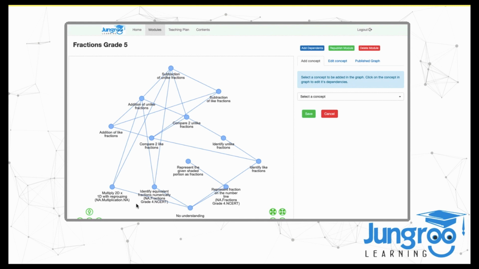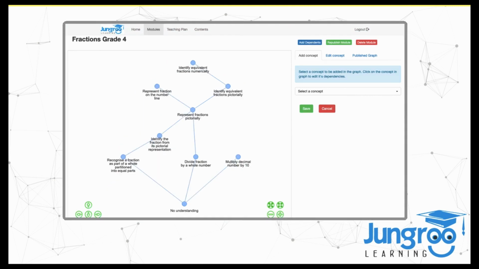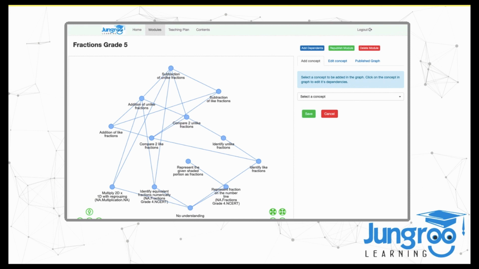Hence, the grade 5 graph is built such that the concepts are connected to both grade 4 concepts and concepts from other domains. As you see from the graph, the adaptivity in Professor Pi's assessments happens in both ways, across grades and across domains.